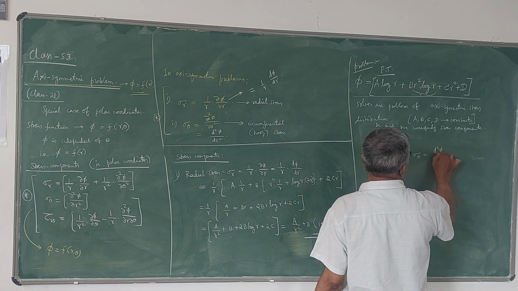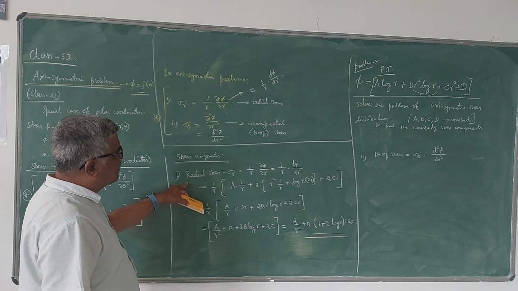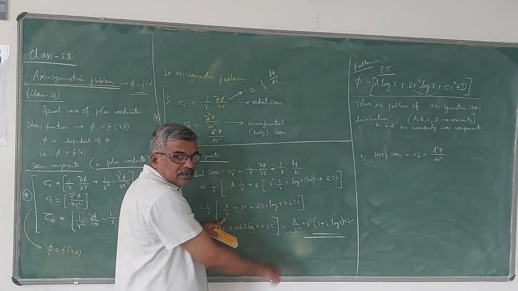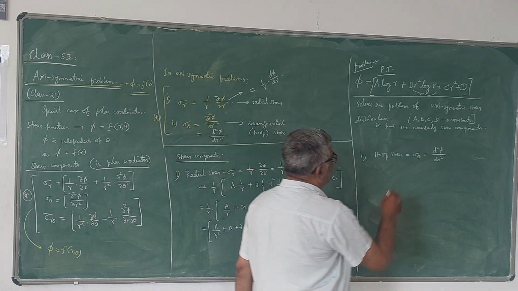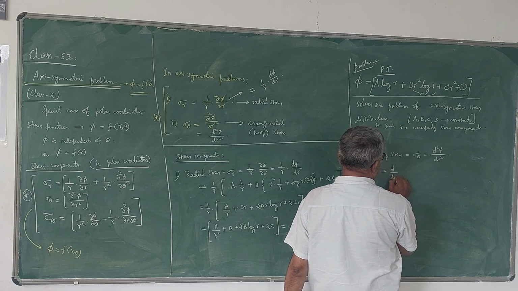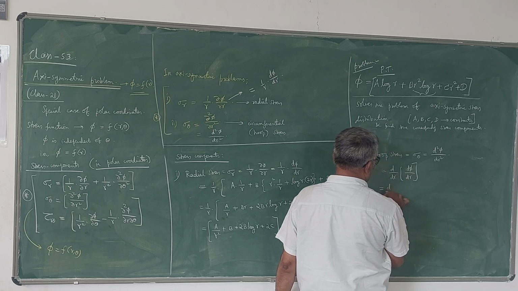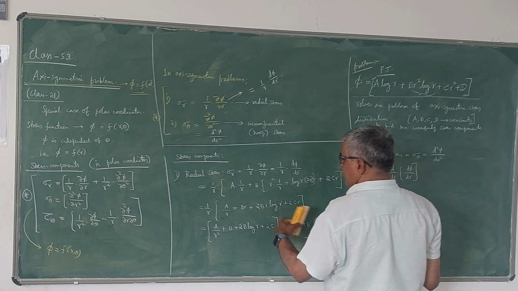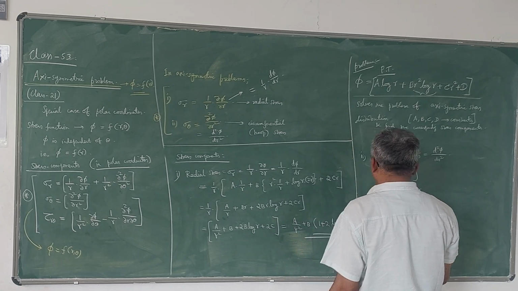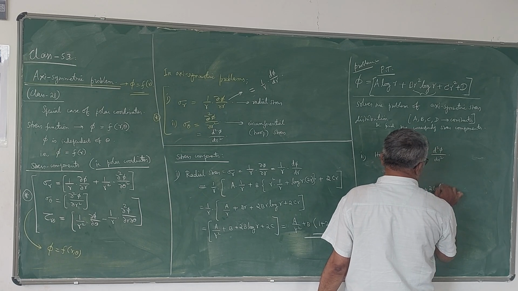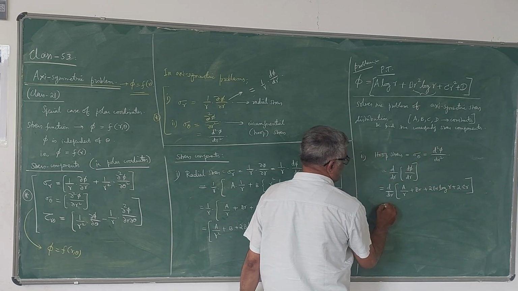d square phi by dr square. So we have the first derivative here. This is your first derivative, correct? d phi by dr is whatever is in brackets. So this second derivative means it is d by dr of d phi by dr. That means it is d by dr of this quantity, a by r plus br plus 2br log r plus 2cr. Now differentiate this with respect to r.